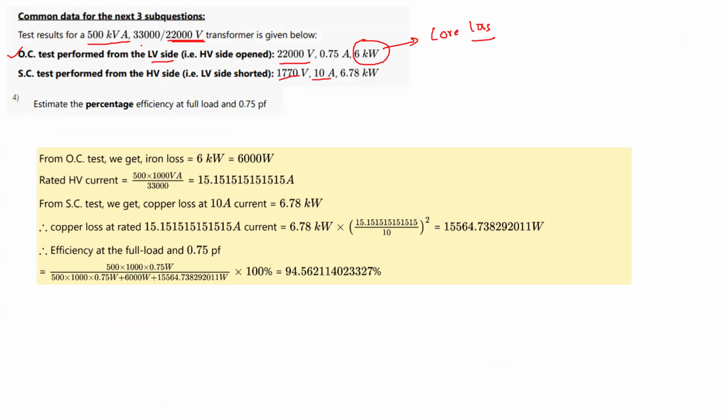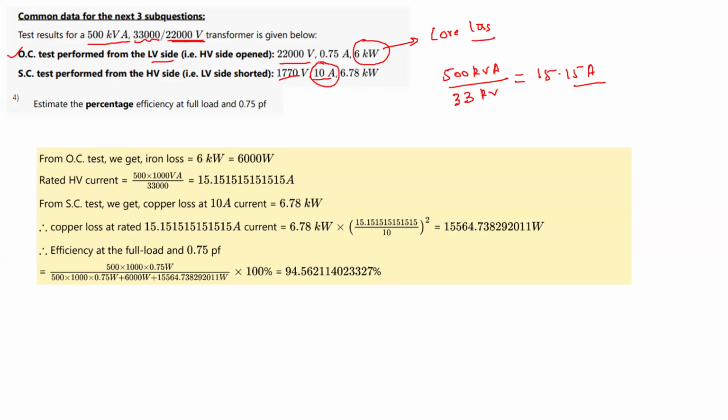Now let us try to find the rated high voltage side current. So what is the rated high voltage side current? It is 500 kVA by, what is the high voltage rating? This is 33 kilovolt. So you will get it as some current. So if you do that, you will get it as 15.15 ampere. Okay, so you get it as 15.15 ampere. So you can see that the short circuit test is not done at the rated value.